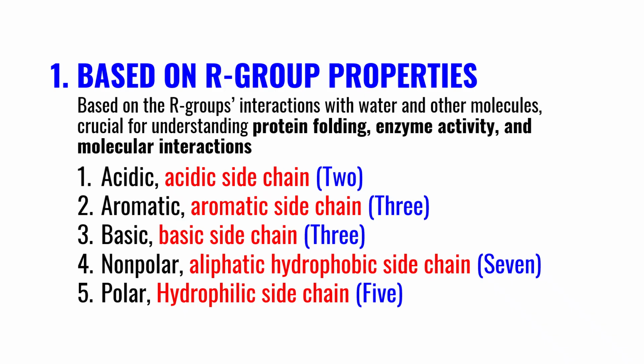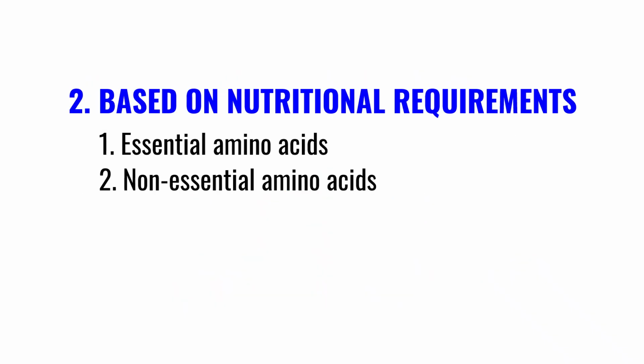So these are 20 amino acids divided into 5 different categories based on their interaction with water and other molecules, which is important for our understanding of protein folding, enzyme activity, and molecular interactions. The second classification is based on the nutritional requirement, meaning whether our body can synthesize these or they are required through dietary sources.